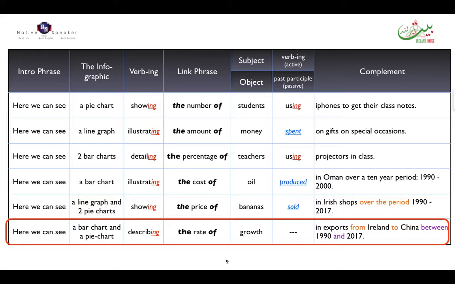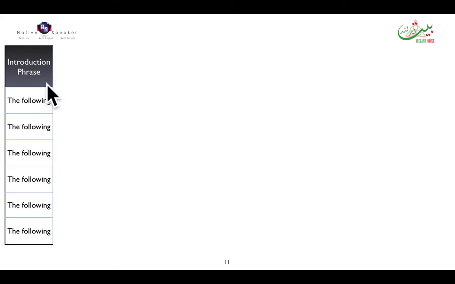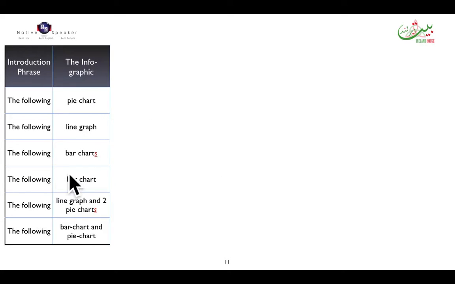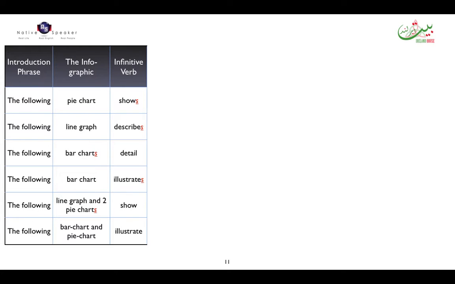Very good. So there we have a possible formula and a nice sentence structure for your opening sentence. Or here's another option. You could start with this introduction phrase, the following. Then you'll mention the infographic you're describing, like we had before, the following pie chart, line graph, bar charts, etc. And then you'll use the infinitive verb, but you must be careful here about which person. So the following pie chart shows.